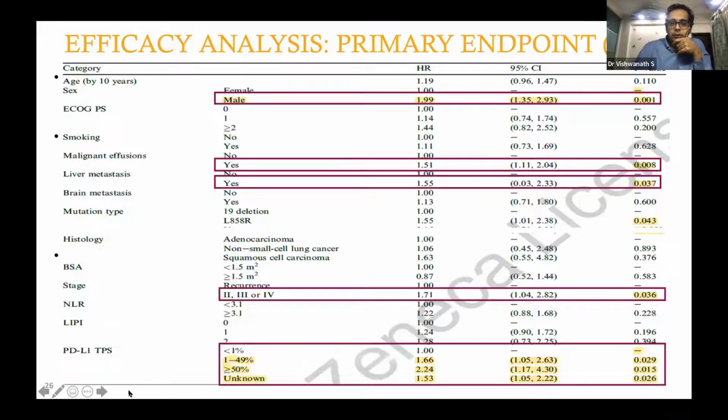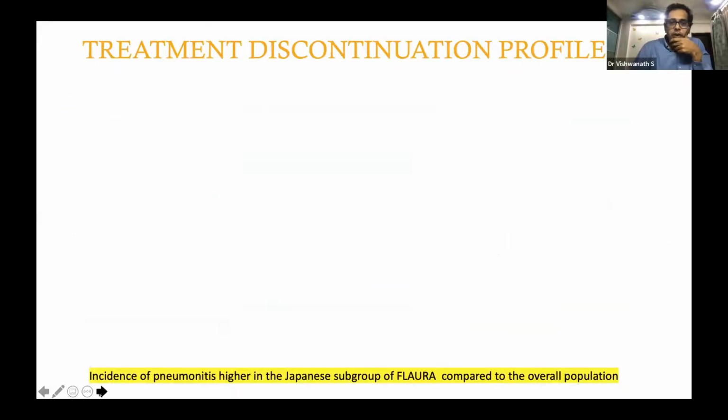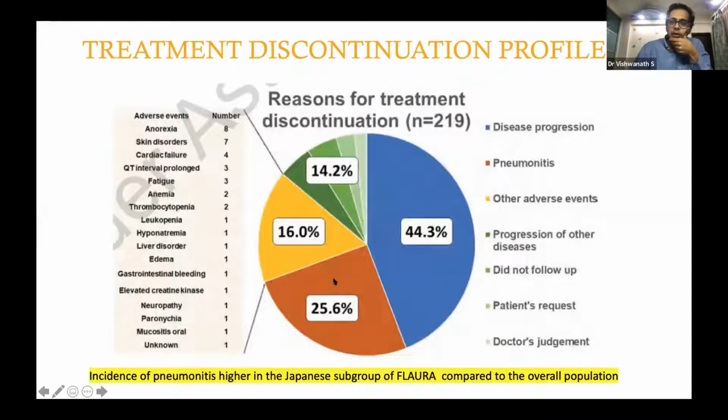This is the same thing which is alluding to that. And what was also interesting to note is that the incidence of pneumonitis was significantly higher in this particular study. So you can see that in this Japanese study, 25.6%, one-quarter of the patients had pneumonitis. And that was actually one of the more important reasons for treatment discontinuation.